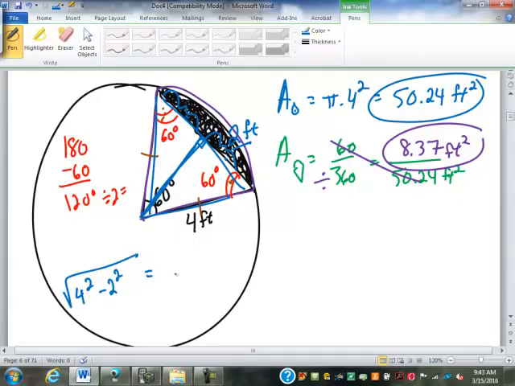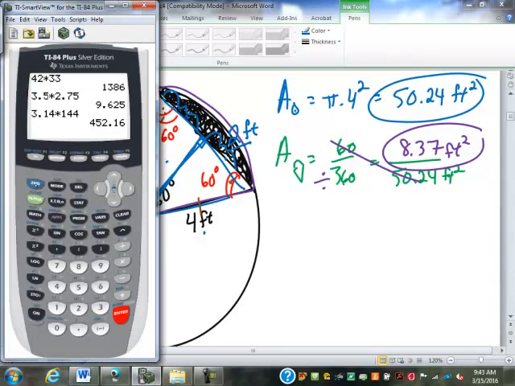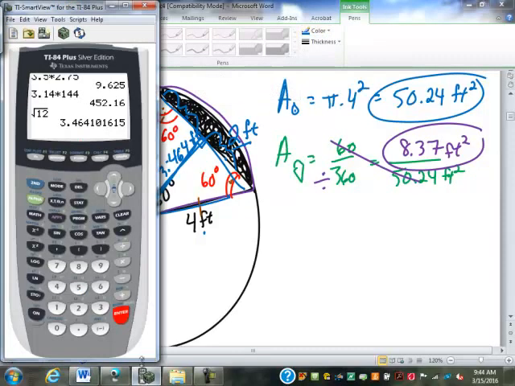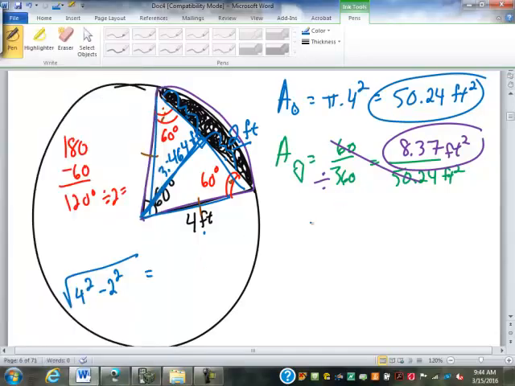You see where I got that? A squared plus B squared equals C squared, but I had C, so it's C squared minus A squared equals B squared. So that's going to give us the square root of 12, 3.464. So I have a height of 3.464 feet. So the area of that triangle is just that times 4 divided by 2. Base times height. So 6.93 is the area of the triangle.